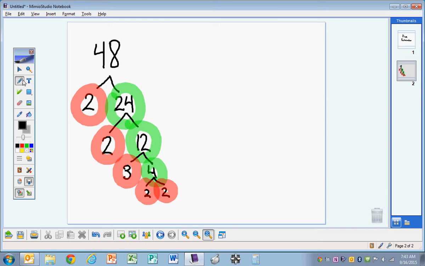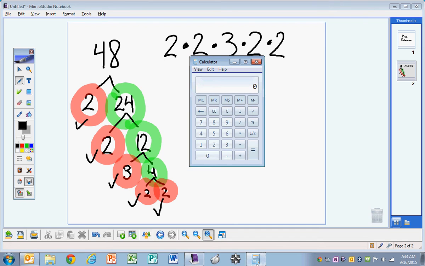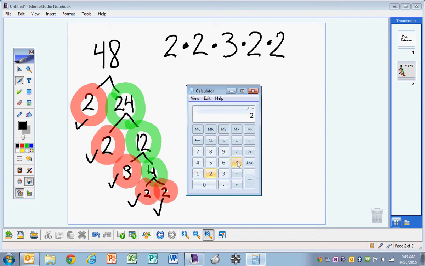So I take my 2, my next 2, my 3, my 2, and my last 2. If you were to type this into the calculator, it would give us 48. If it doesn't, I made a multiplication error. So let's grab a calculator and check. 2 times 2 times 3 times 2 times 2 gives me 48, so I know my answer is correct.